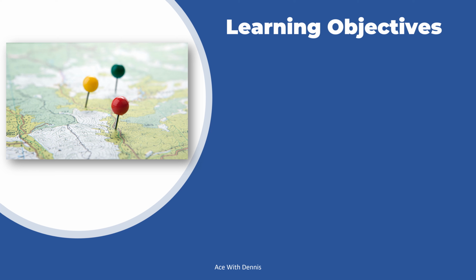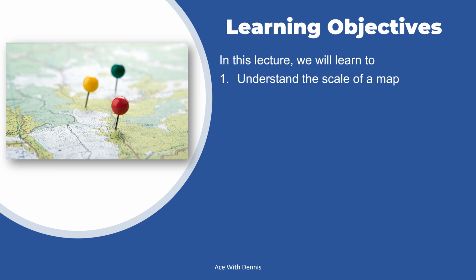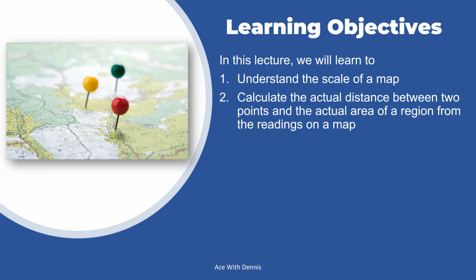There are 3 learning objectives in this lecture. We will learn to understand the scale of a map, calculate the actual distance between 2 points and the actual area of a region from the readings on a map, and use ratio to solve problems involving model scales.